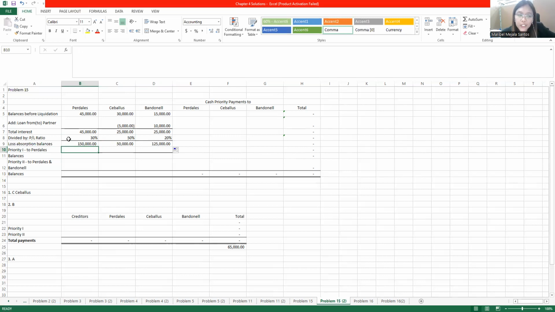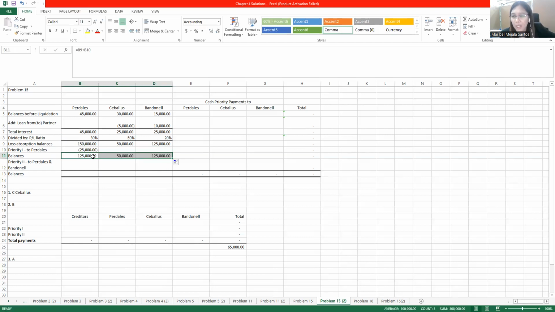For the first priority, pwede kang mabayaran up to yung difference nyo ni first highest to the second highest, which is how much? 25,000. Saan galing yung 25? 150 minus 125. So, para equal na kayo ngayon.